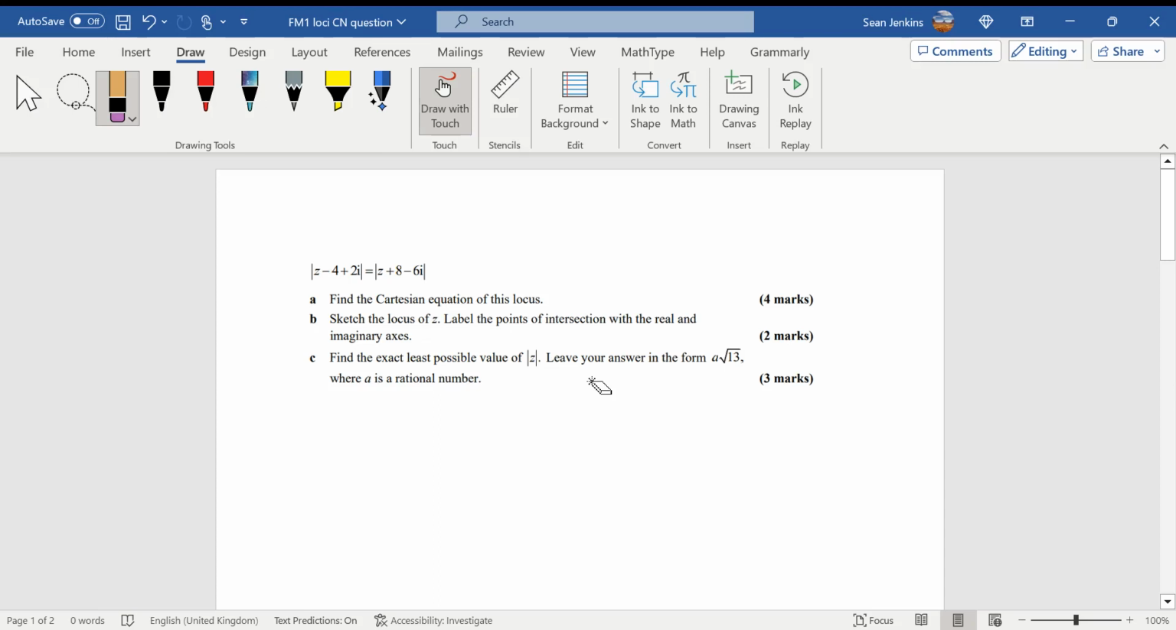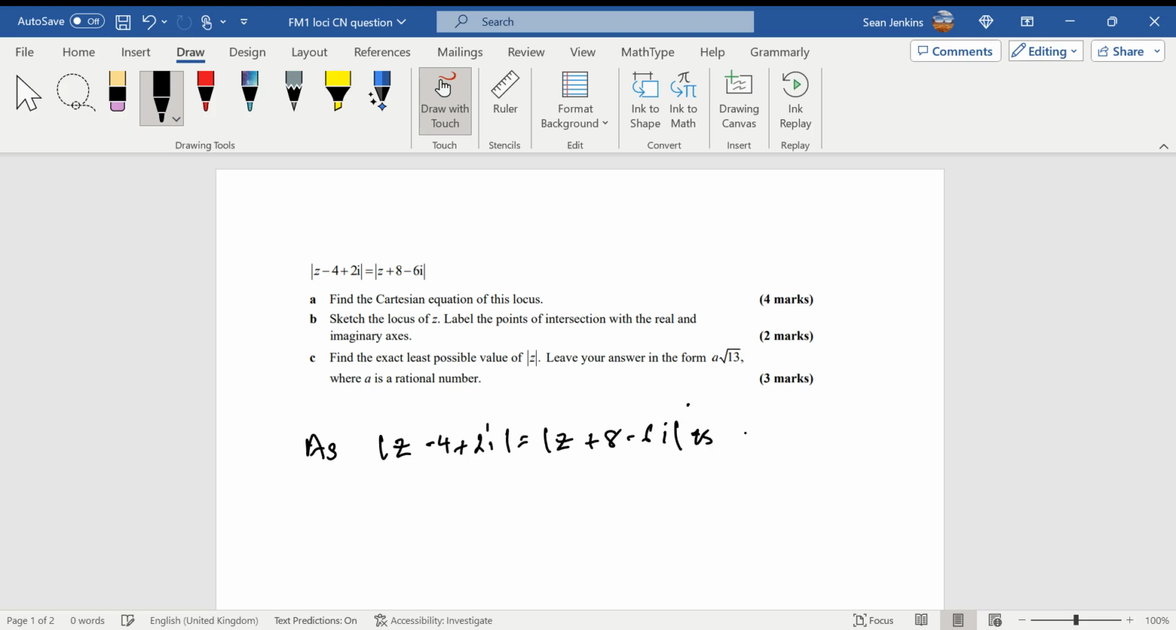Here's a review question which is worth 9 marks. Let's get going. So, using a geometric approach, it's late at night, so forgive me. The modulus of z minus 4 plus 2i is equal to the modulus of z plus 8 minus 6i.